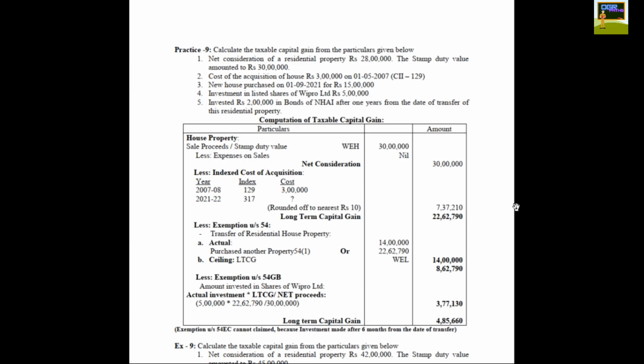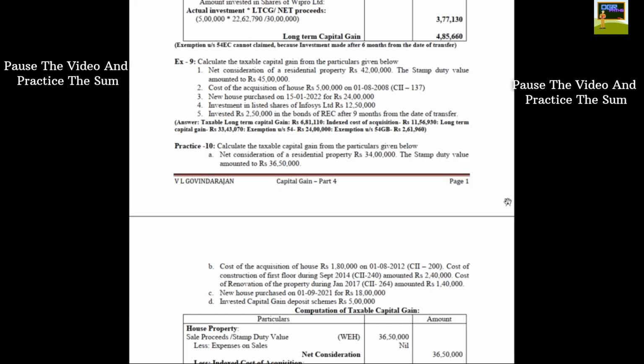In the same pattern, the listeners can practice exercise 9 and check the answer. Now let me go for practice 10. Calculate taxable capital gain from the particulars given below.